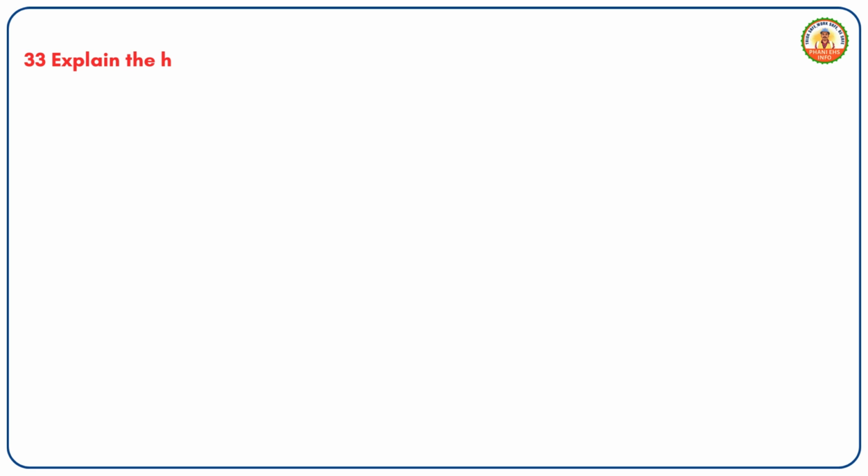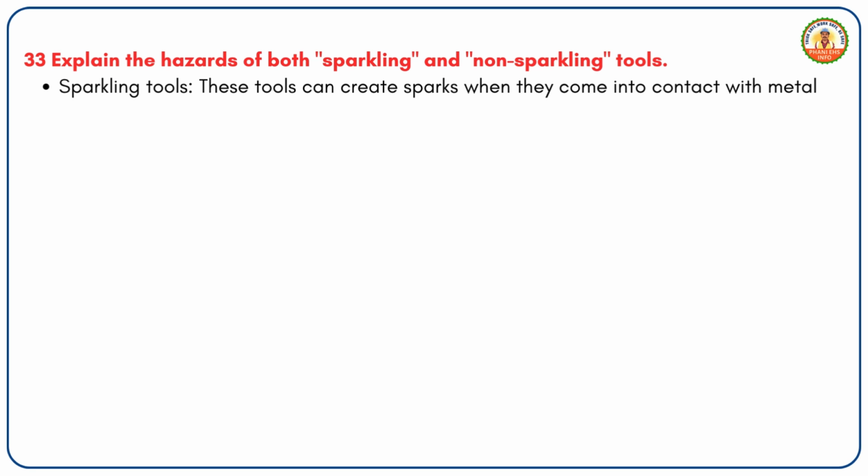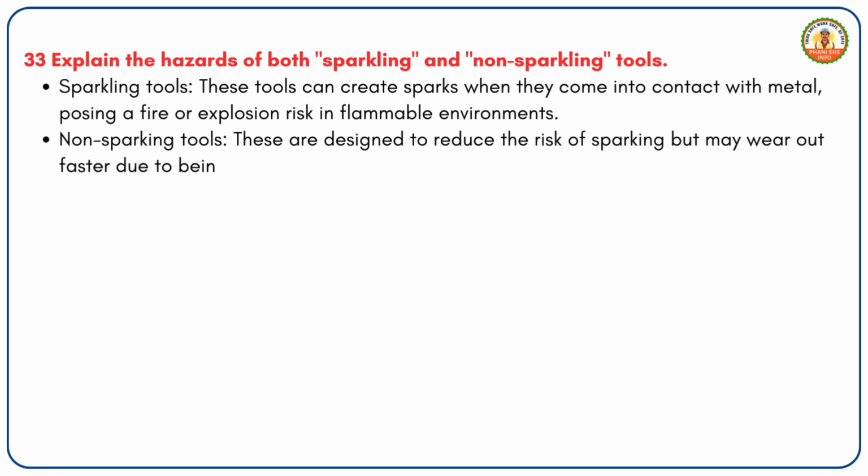33. Explain the hazards of both sparking and non-sparking tools. Sparking tools. These tools can create sparks when they come into contact with metal, posing a fire or explosion risk in flammable environments. Non-sparking tools. These are designed to reduce the risk of sparking but may wear out faster due to being made from softer metals, and they require more maintenance.